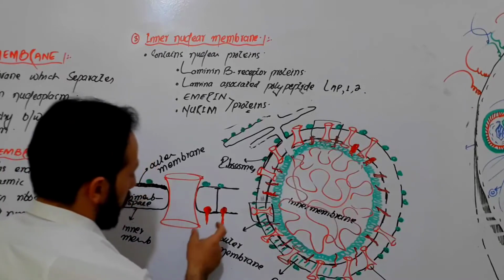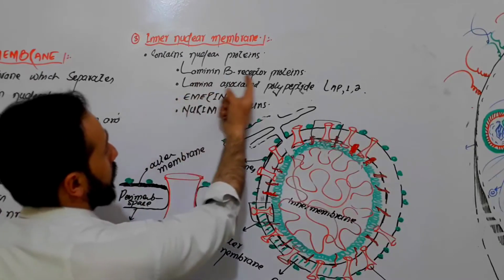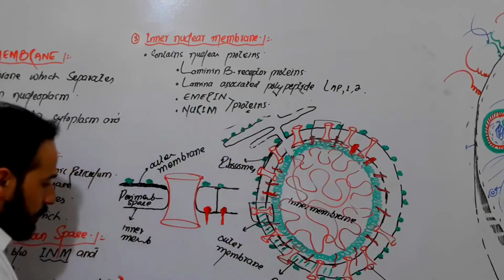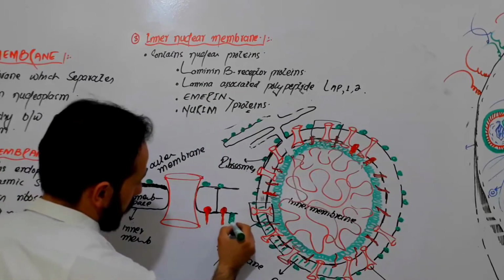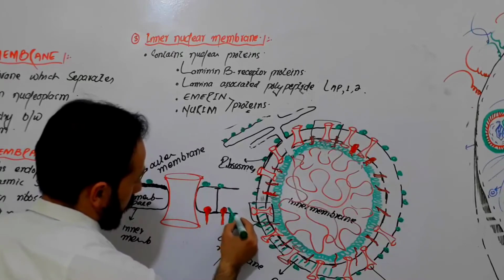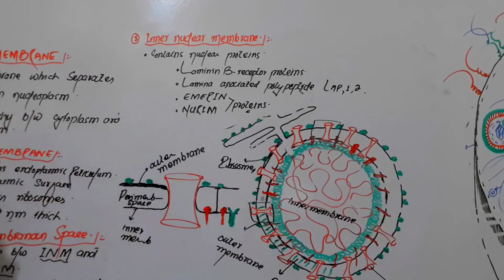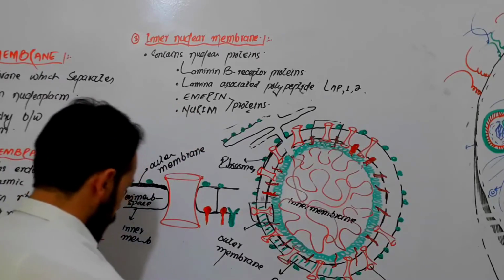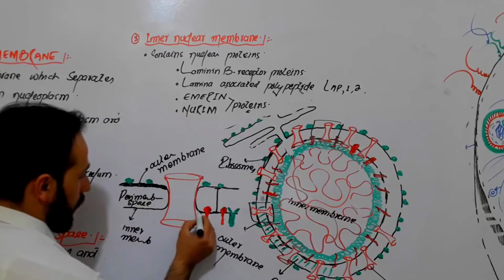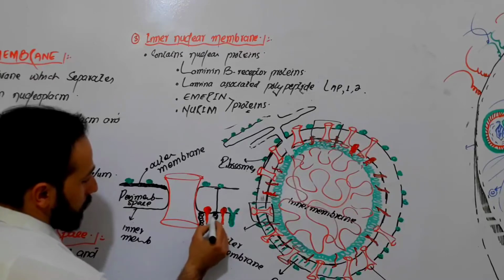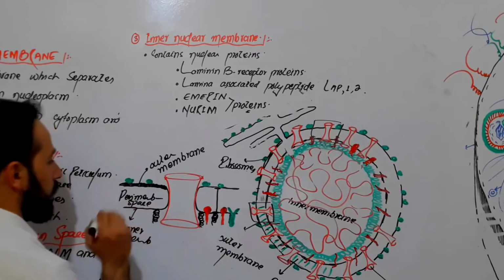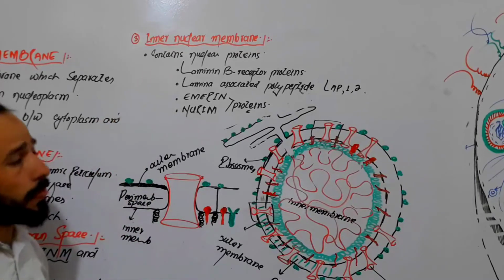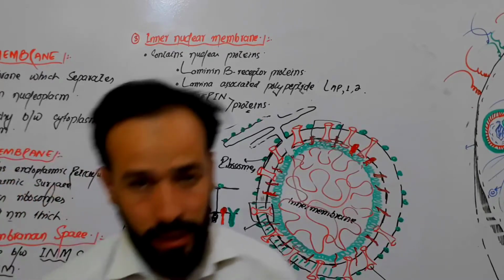They contain certain proteins which may be laminin B receptor proteins. There may be lamina associated polypeptide proteins, right? Let's write here, like this. So lamina associated polypeptides, and then there are emerin proteins and nurin proteins. They all are attached with the inner nuclear membrane. So this is the structure of the inner nuclear membrane.